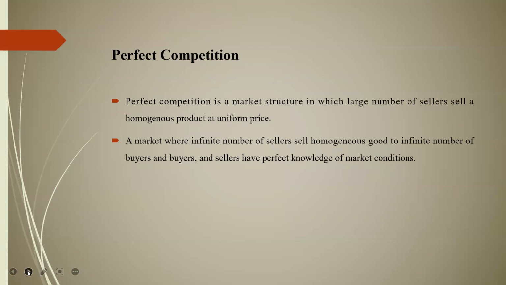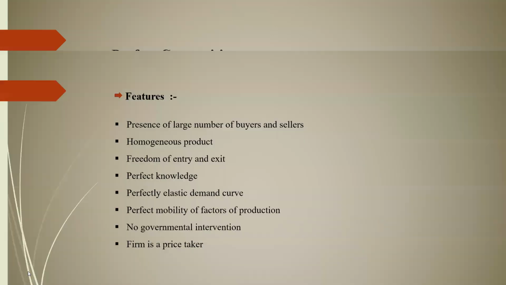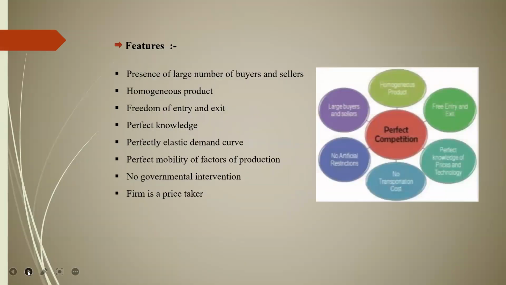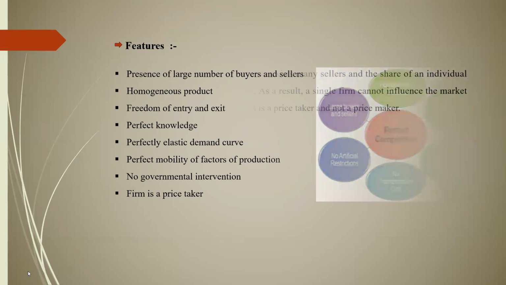Perfect competition is a market structure in which a large number of sellers sell a homogeneous product at a uniform price. A market where an infinite number of sellers sell homogeneous goods to an infinite number of buyers, and sellers must have perfect knowledge of market conditions. There are some features of perfect competition: presence of a large number of buyers and sellers, homogeneous product, freedom of entry and exit, perfect knowledge, perfectly elastic demand curve, perfect mobility of factors of production, no governmental intervention, and a firm is a price taker.